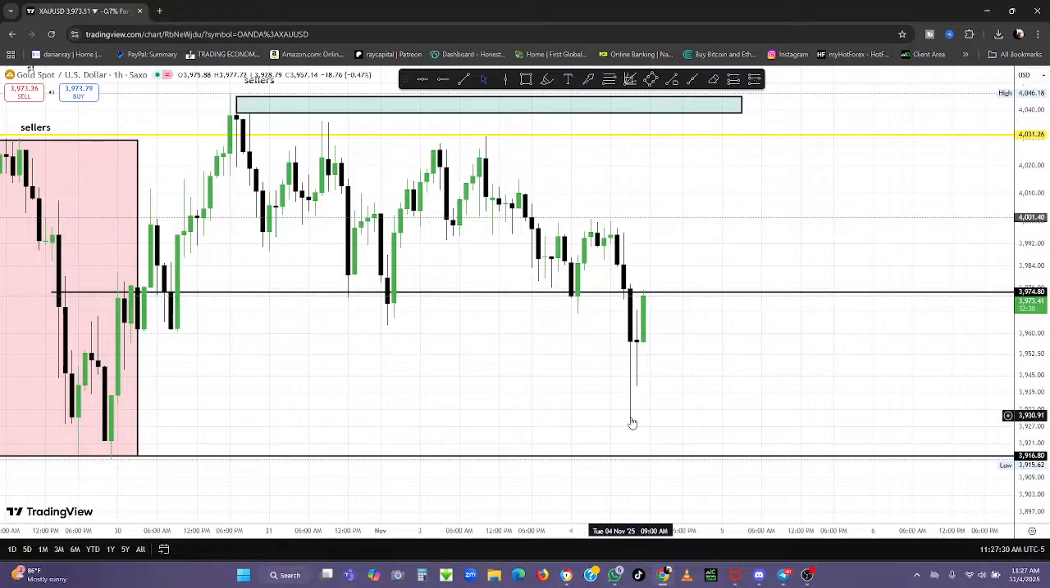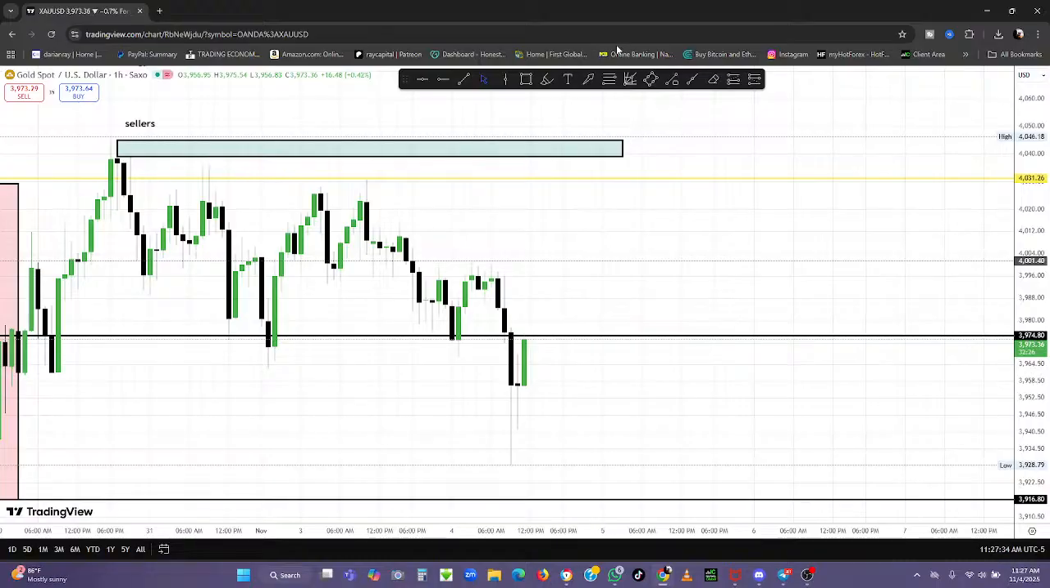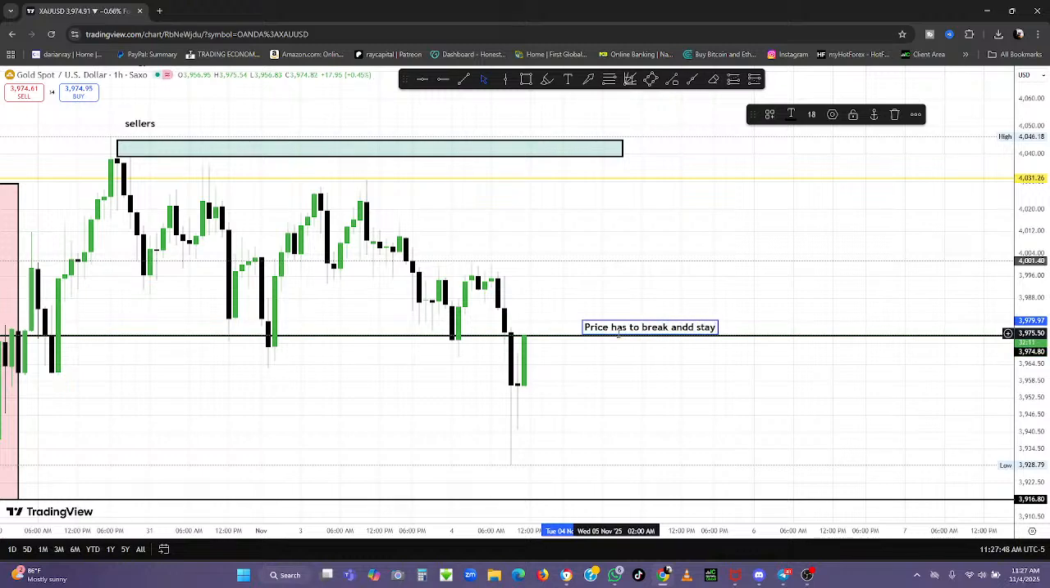Now price dipped down, gave us a tail wick, and now what has happened? Simply put, in order to confirm buying is making a comeback, price has to break and stay above this price zone. So this is the sweet spot that market price has to go over.